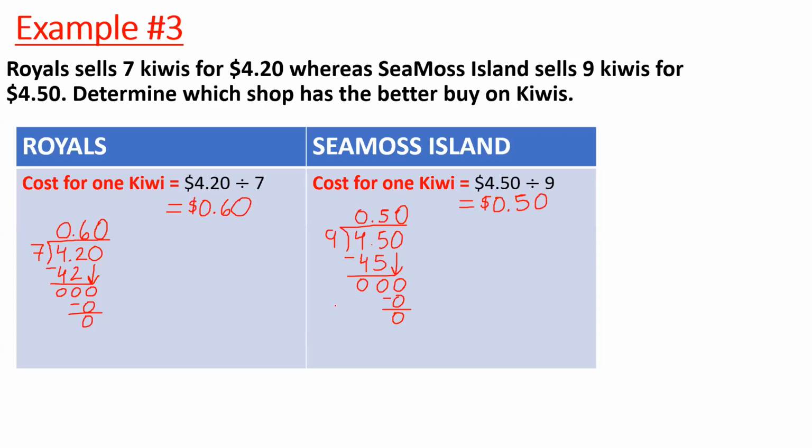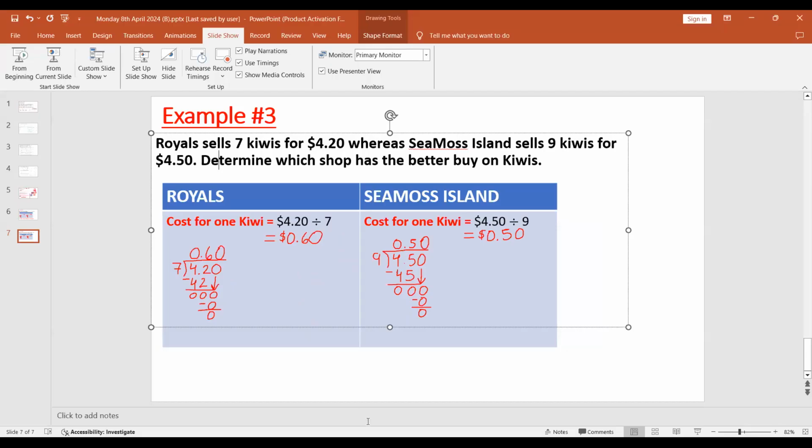Are we good? Do you all understand this? Yes, sir. All right. So based on this, anyone can answer, what is the better buy? Which one offers the better buy? Sea Moss Island. Very good.